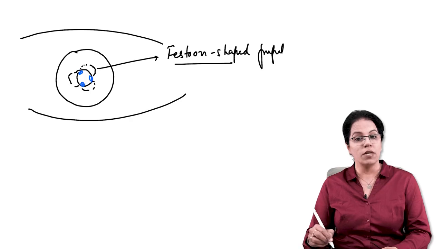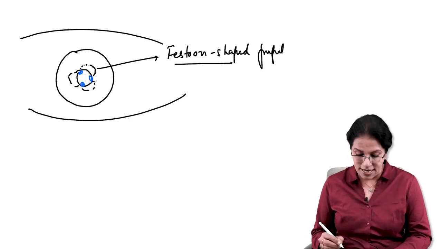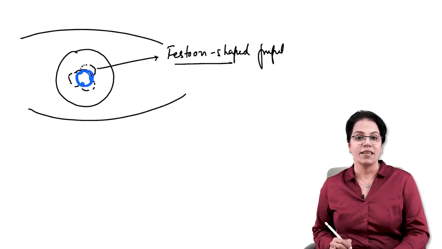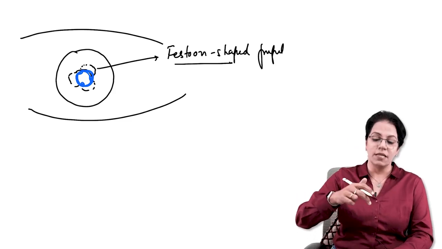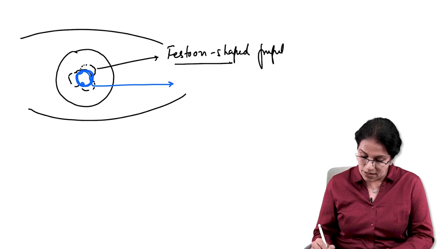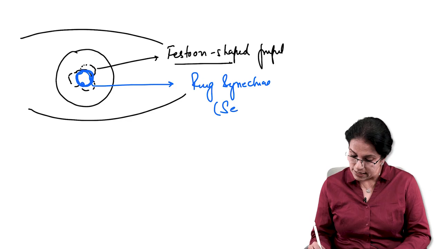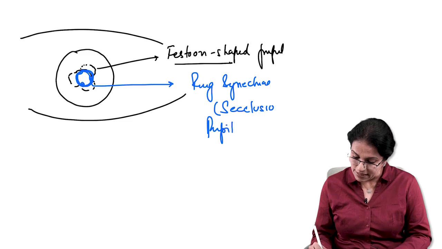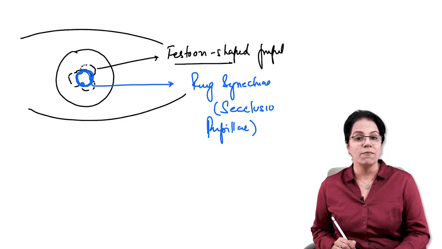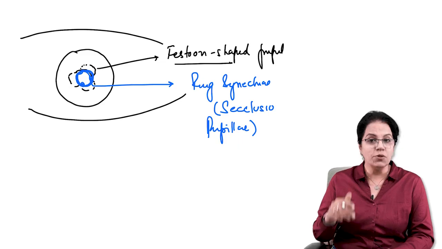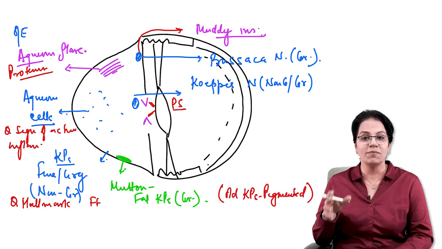If slowly this inflammation increases, it is going to involve the whole of the pupillary border. And when it involves the whole of the pupillary border, this is what is called ring synechia. What is the other name of ring synechia? We also call it seclusio pupillae. So, this ring synechia, seclusio pupillae, which is formed, do you realize it is causing a total block at the pupil?